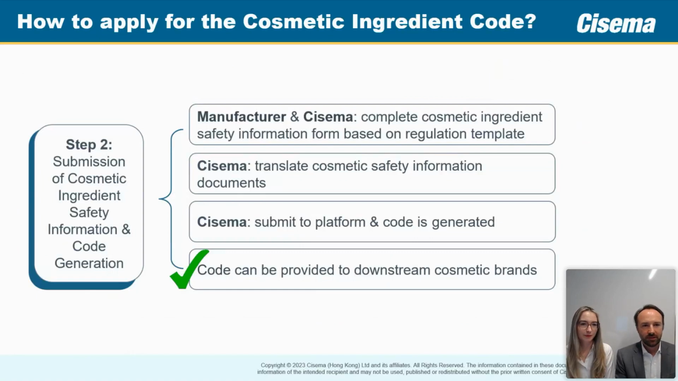And the safety information relating to a particular ingredient is a relatively standard form, but of course it will be very specific to each ingredient. There's a translation element again, and then the code is generated. There's a unique code for each manufacturer for each of their ingredients. That code is then what you supply to your cosmetics brand customers or others in the supply chain.